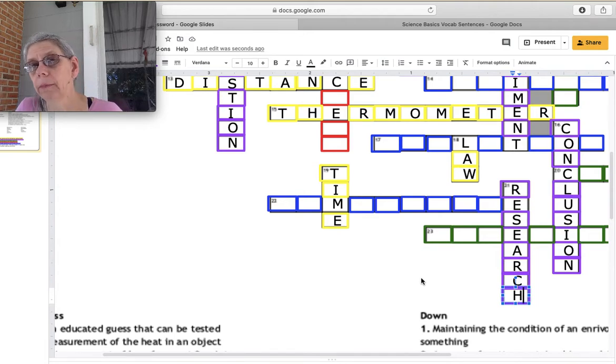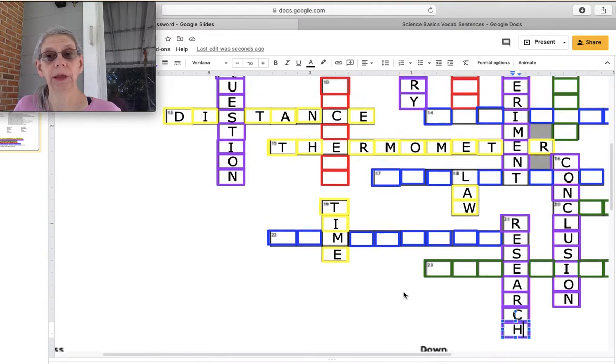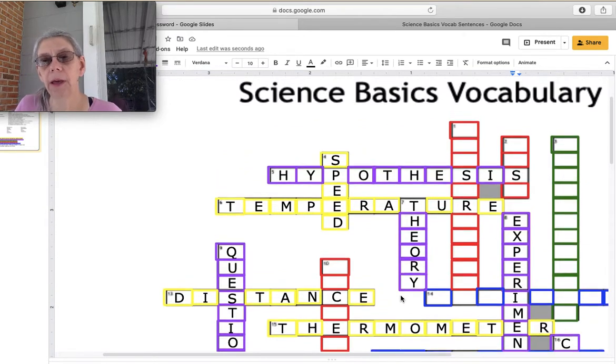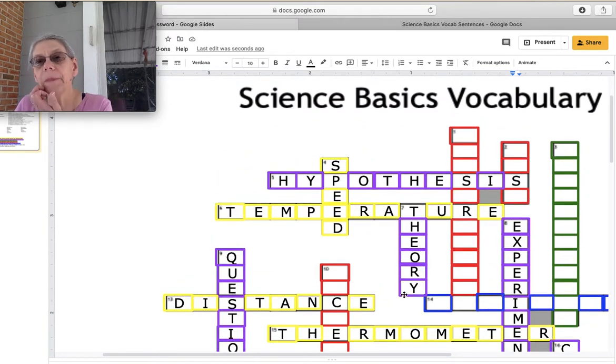Okay? Now, if you need to pause this at any time to fill in words, of course you can do it. If you need to rewind and go back and start filling in, of course you can do that as well. Okay? Just a reminder that now I'm going to keep going back up to the top and take care of the chemistry students who have the red words.